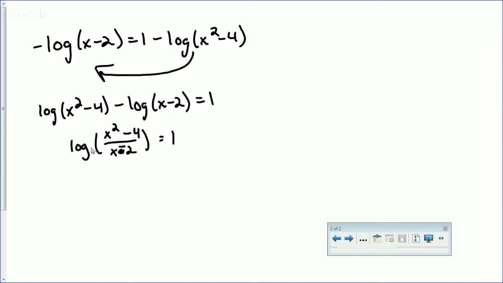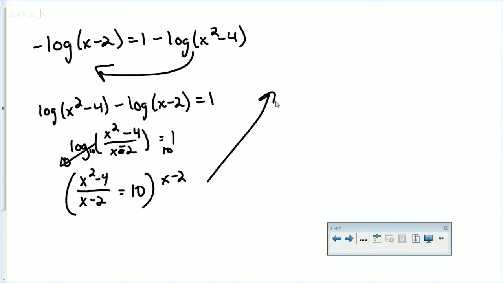Okay, now to get rid of this log, which has a base of 10, we're going to take both sides to the base of 10. So that'll cancel. You'll get x squared minus 4 over x minus 2 equals 10 to the first, which is 10. Now there's two different ways we can solve this. So we're going to multiply the whole thing by x minus 2 to get rid of my fraction. So then I'll get x squared minus 4 equals 10x minus 20.